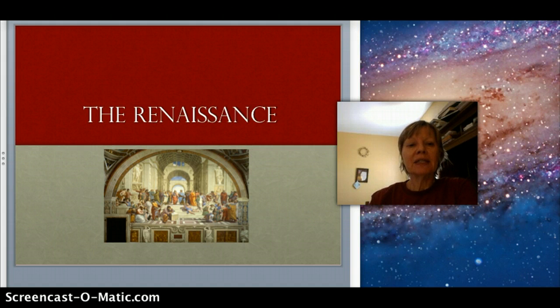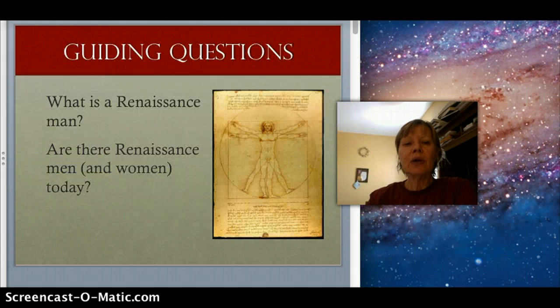The painting that you see on this first page is called The School of Athens, and it was created by Raphael, a famous Renaissance painter. Two questions will guide us throughout this unit. What is a Renaissance man? Are there Renaissance men and women today?